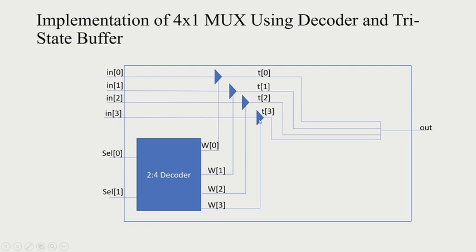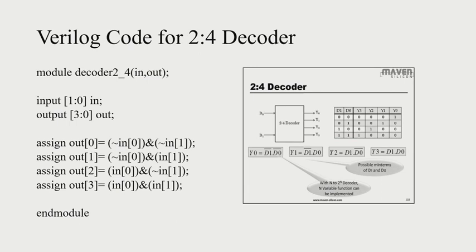So let's go with the Verilog code. Now let's go with the Verilog code for the 2:4 decoder and tri-state buffer. Later on, we will instantiate these modules in the 4:1 multiplexer Verilog code. So first we will go through the Verilog code for the 2:4 decoder.